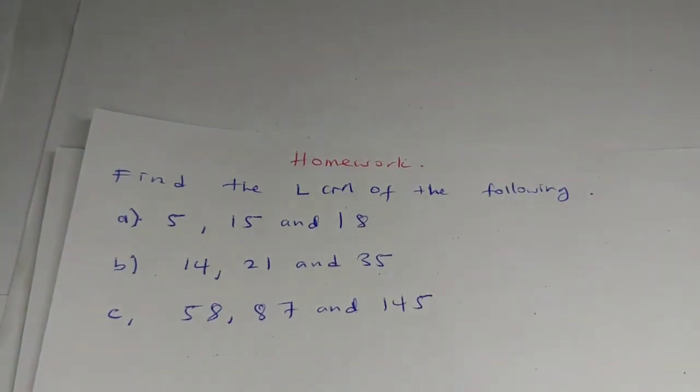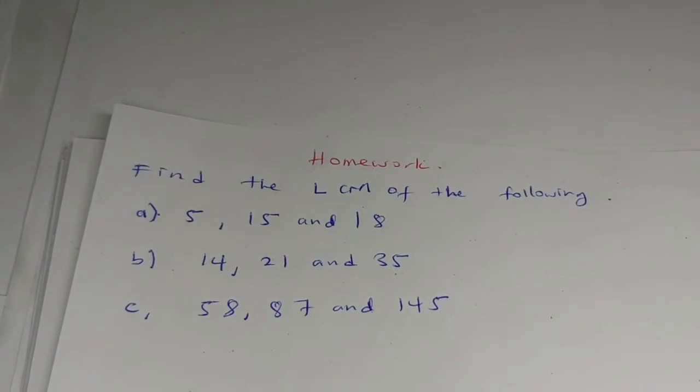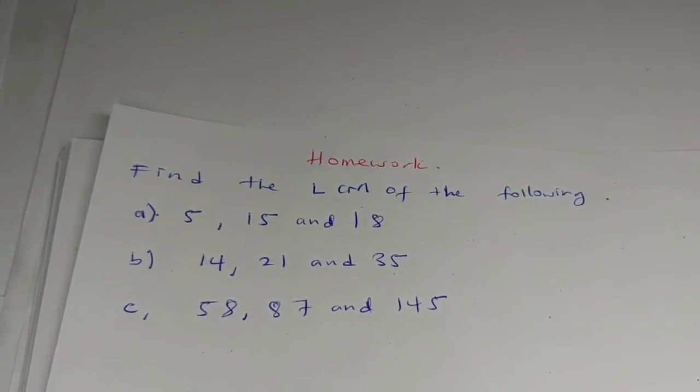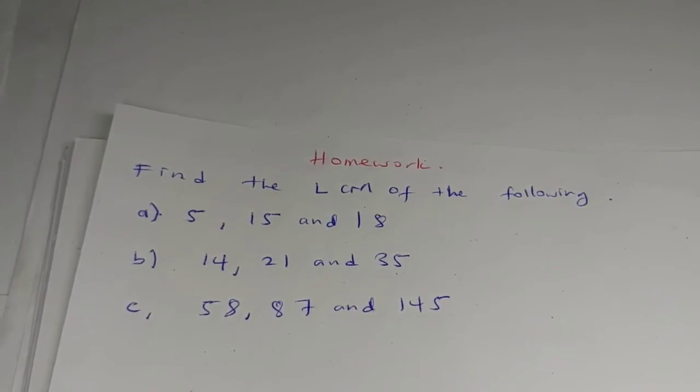Using the same approach we just explained, first of all find the prime factorization of each number. Then take the greatest number of times each prime factor occurs. Then find the product.